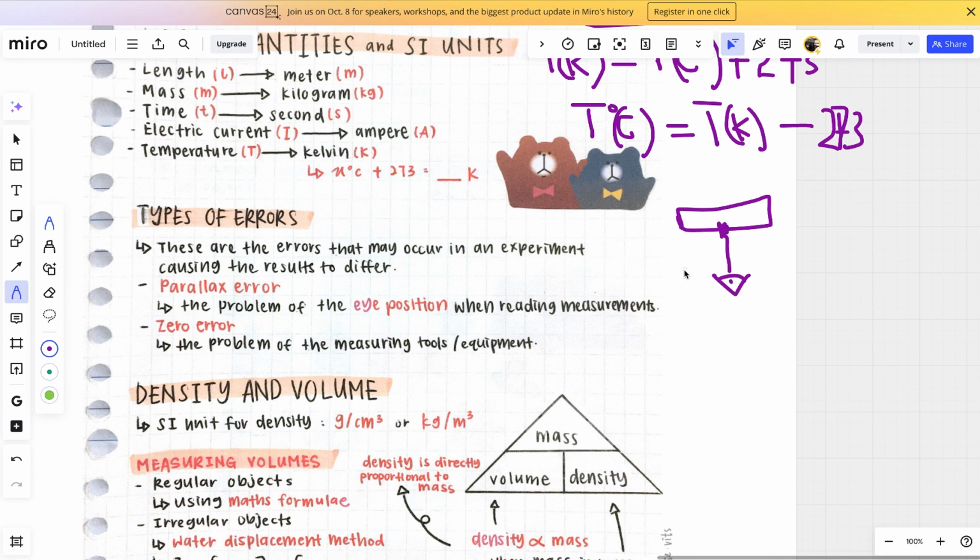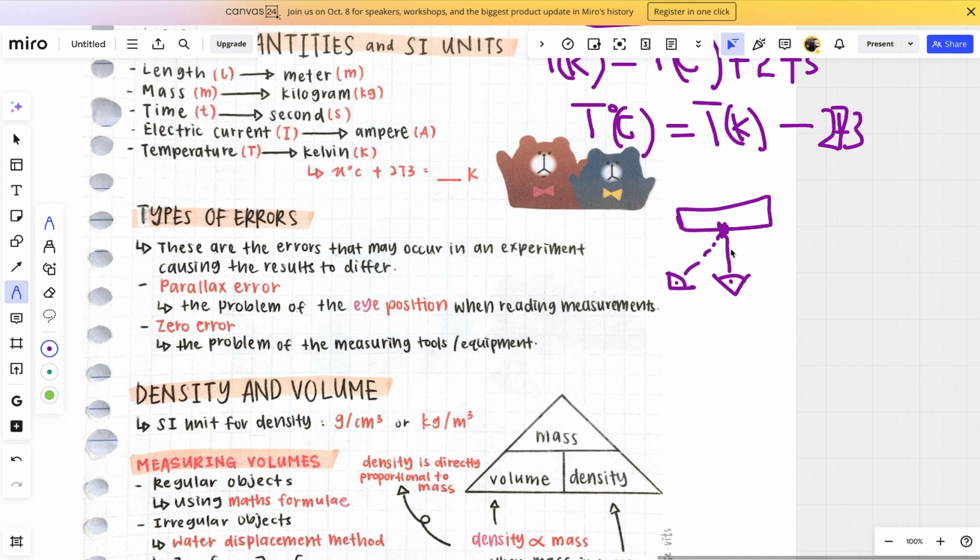But if you're standing here, your eye level is at an angle, you're definitely going to read wrong and have errors in your readings. If you're not on the line of sight to the spot where you carry out the measurement, you have what we call error due to parallax. The problem of the eye position when you're reading a measurement is error due to parallax.